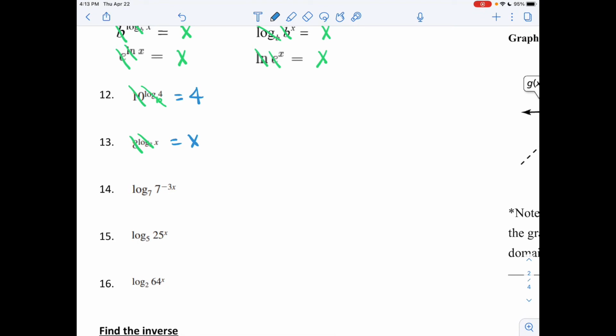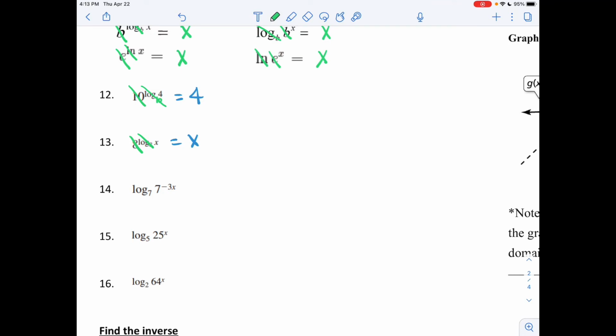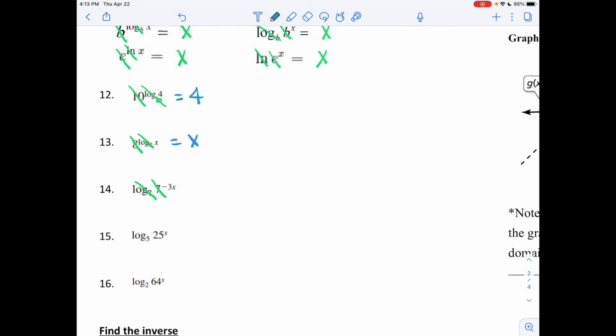Next, I have log base 7. So again, I'm looking for something that's the same. I have a log with a base 7, and I have an exponential function with a base 7. Those cancel because they are inverses, and I am left with negative 3x, just the exponent.